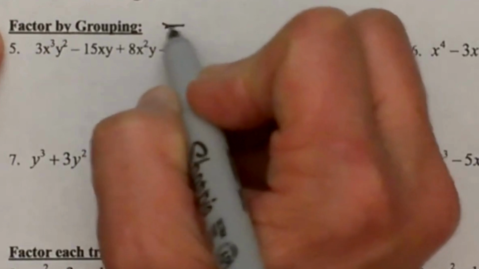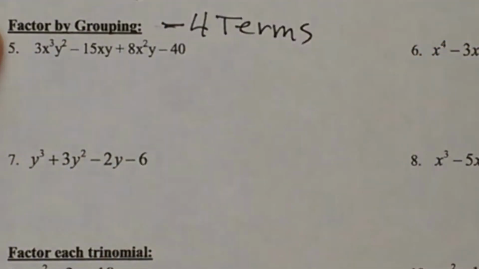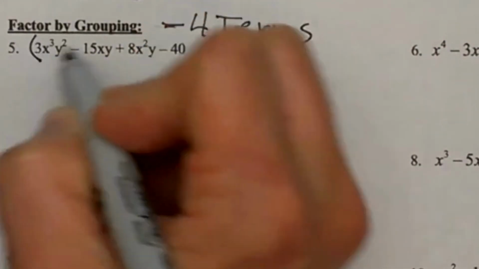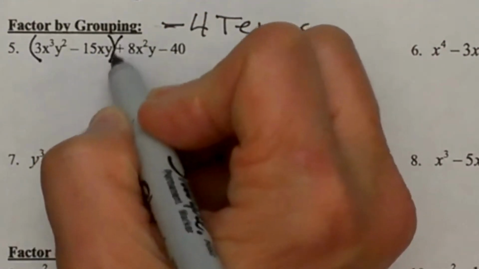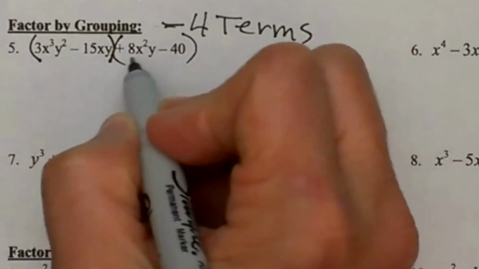You use it when you have 4 terms. You've got too many, so you need to divide them into small groups. So I'm going to group mine, the first 2 together, and then the back 2 together. And the back 2, I'm going to include the sign with this third term right here.